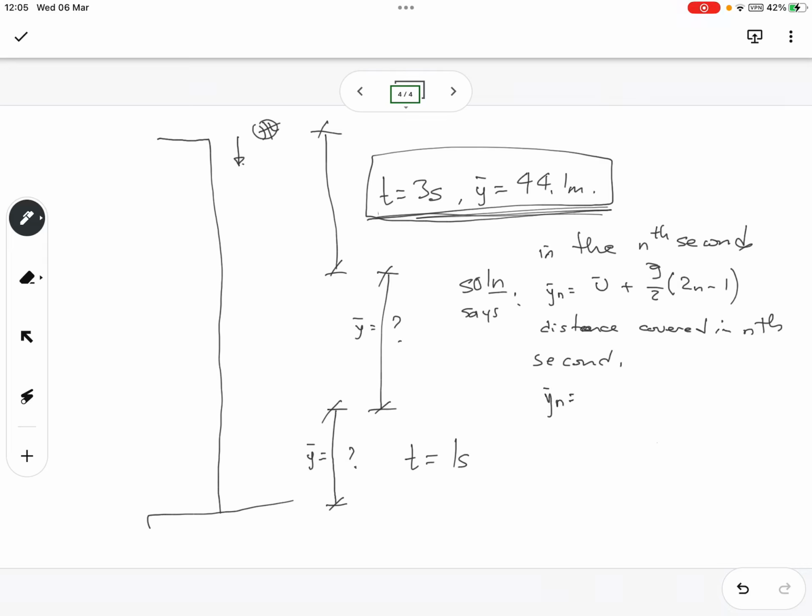Okay, so why? This would only work if our first term was 1.